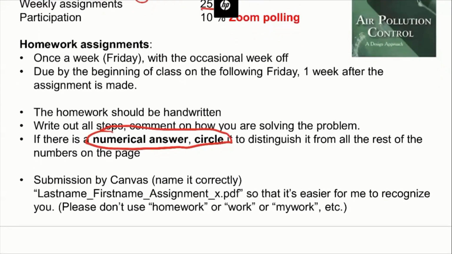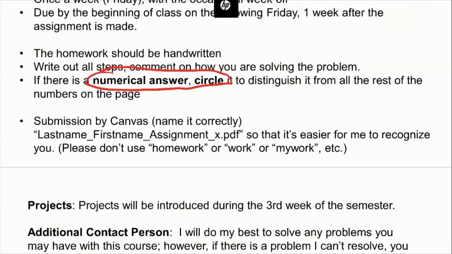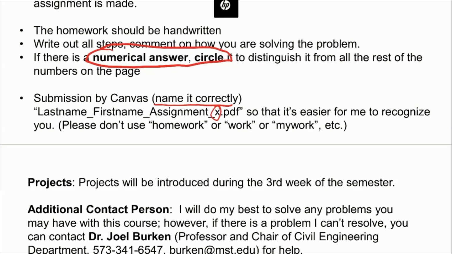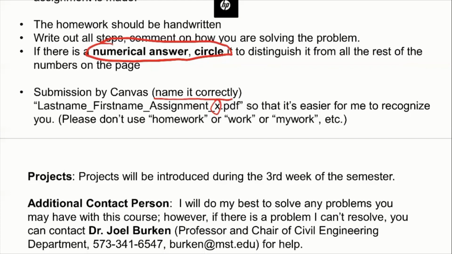All the submission will be done on Canvas. You also need to name your file correctly. I would recommend using the naming convention of last name, first name, assignment, and number. If you have assignment 5, you just replace that X by 5. Okay, so it's easier for me to recognize your name. Try not to use file names like homework, my work, test, something like that, right?